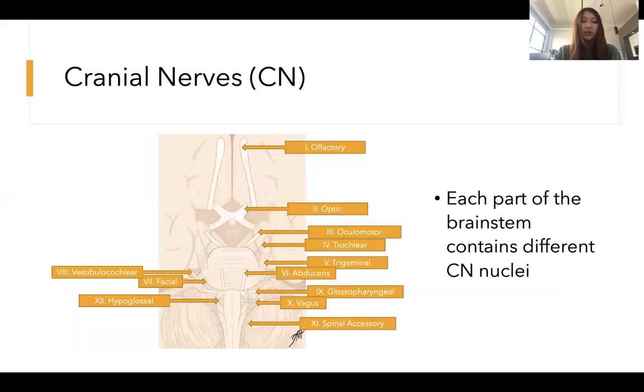The next video will discuss in detail the various cranial nerves. For now, it's just important to understand that the cranial nerves exit the brainstem and serve important functions such as transmitting hearing and sensation. Each part of the brainstem contains different cranial nerve nuclei, and the rest of the functions of the brainstem parts are unique, and we'll go through each of them in the next few slides.